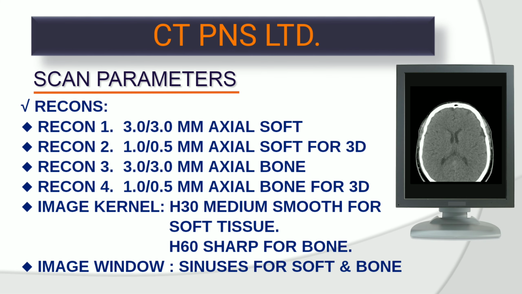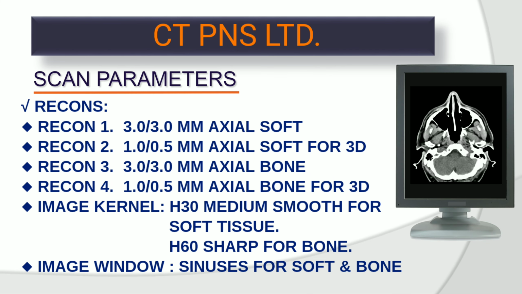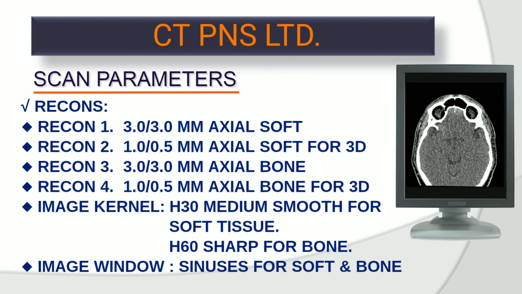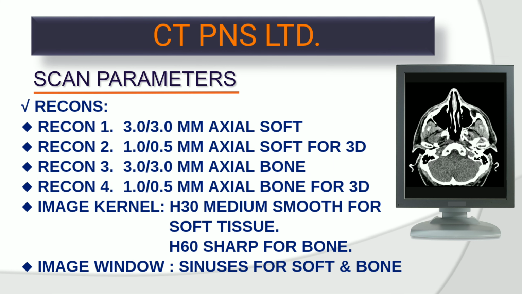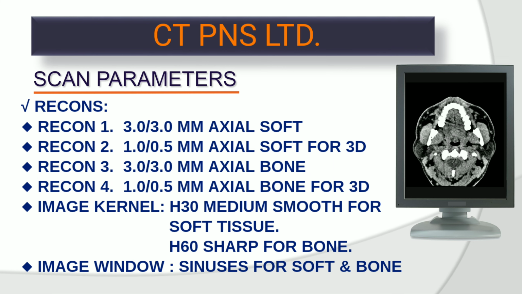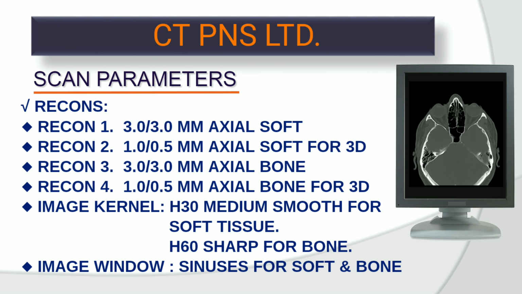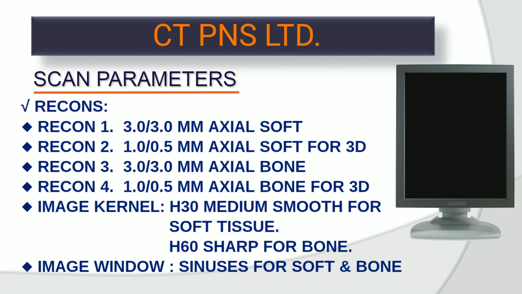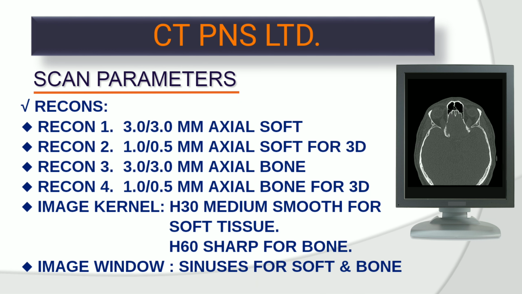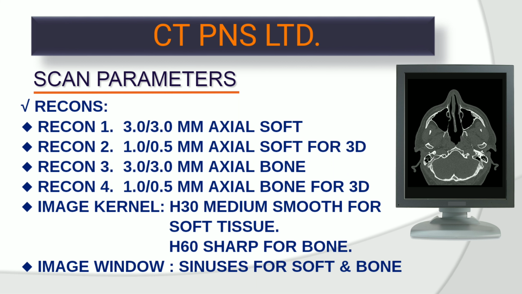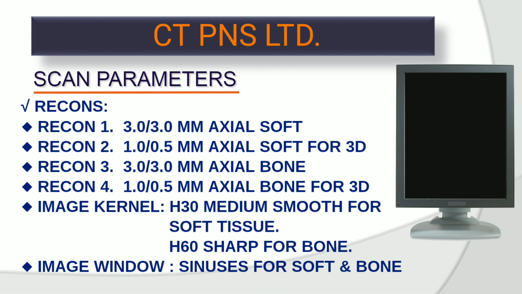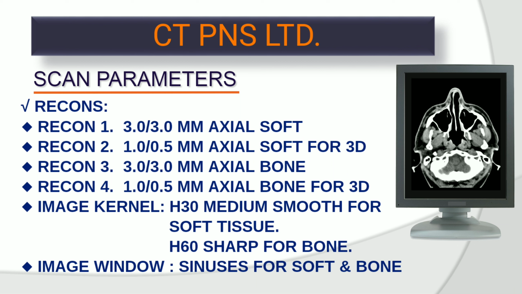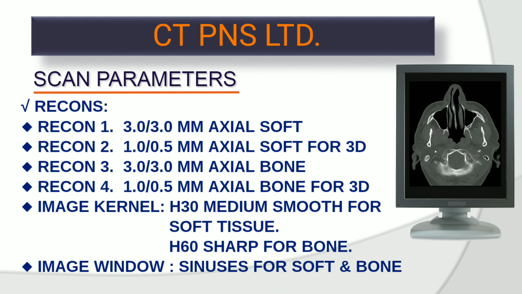Recons: Recon 1, 3 by 3 mm axial soft. Recon 2, 1 by 0.5 mm axial soft for 3D. Recon 3, 3 by 3 mm axial bone. Recon 4, 1 by 0.5 mm axial bone for 3D. Image kernel H30 medium smooth for soft tissue, H60 sharp for bone. Image window: sinuses for soft and bone.